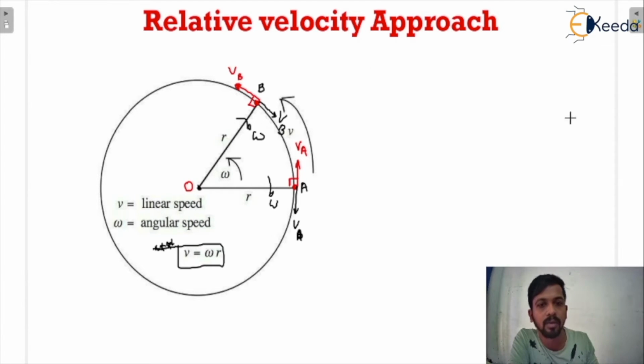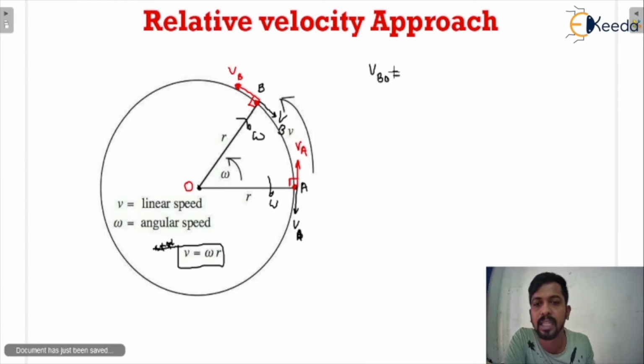Now see here, how can we calculate the relative velocity? First of all, we will see how we represent it. VBO is the relative velocity of point B with respect to O, denoted by VB minus VO. We all know that O is the center of the circle and it is not going to move, it is fixed, so it has zero velocity. So finally we can represent it as VB.